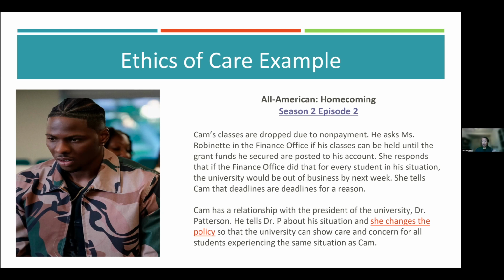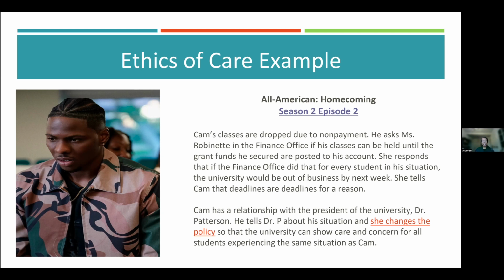And the finance office employee, Miss Robinette, says to him basically, well, if I did that for every student who was waiting for money to come in, the university would be out of business tomorrow. We can't do that for you. Deadlines are deadlines for a reason. And so unless you are in this line to make a payment, you can move right along because you are holding up my line. All right. So Miss Robinette then had to make this decision.